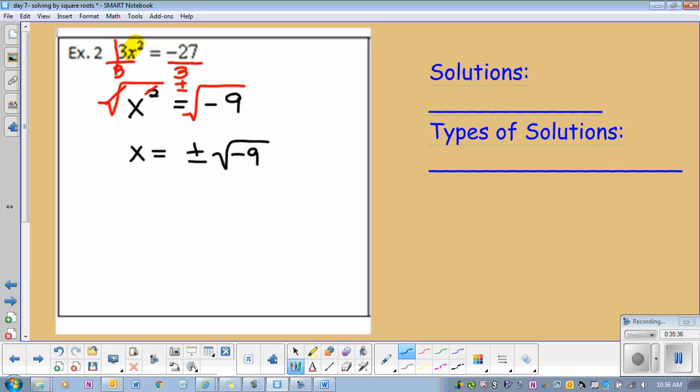Guys, I have a negative inside the square root. What comes out? I. So plus or minus i root 9. But wait a minute, what's the square root of 9? 3. So x equals plus or minus 3i.